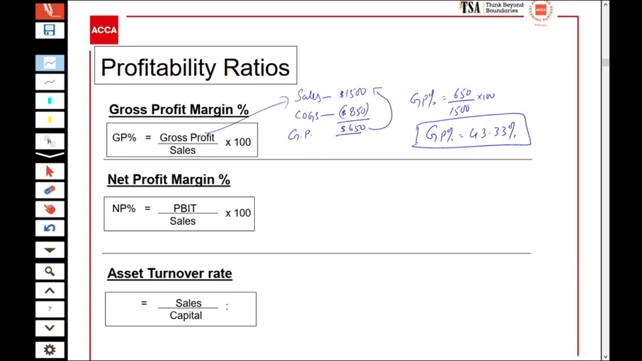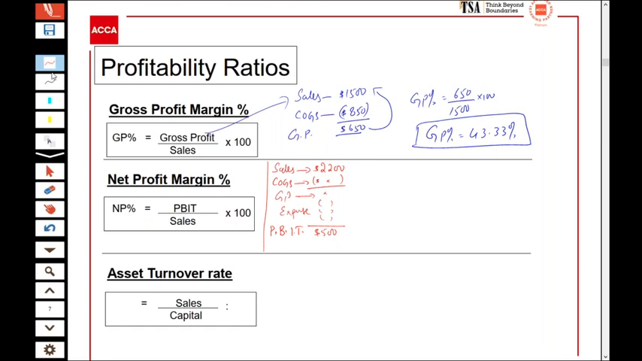Okay. Next is my net profit margin. Now, what do you mean by the term net profit? There are many kinds of profits. First of all, you will be having sales, let's say, for example, 2200. You are having COGS, whatever the figure is. Then you will be having gross profit. Then you will be deducting operational expenses. So the profit would be, let's say, 500, and that is profit before interest and tax.